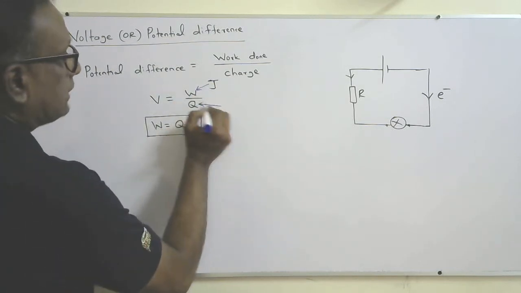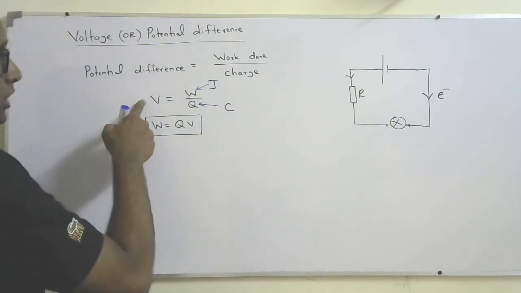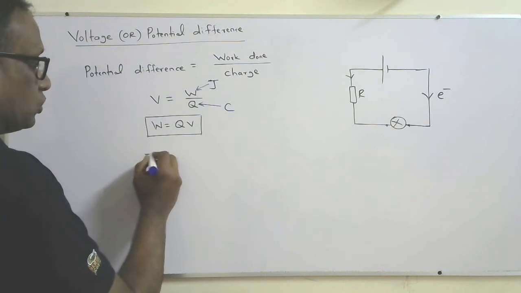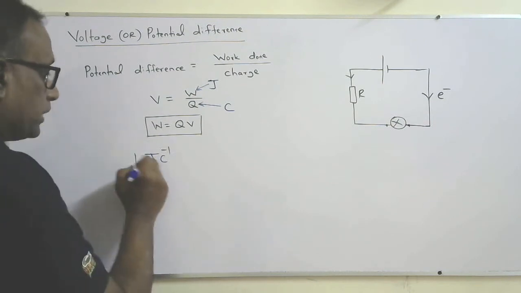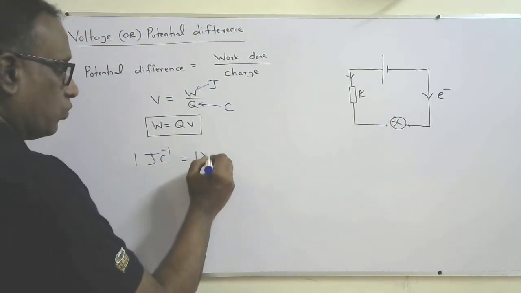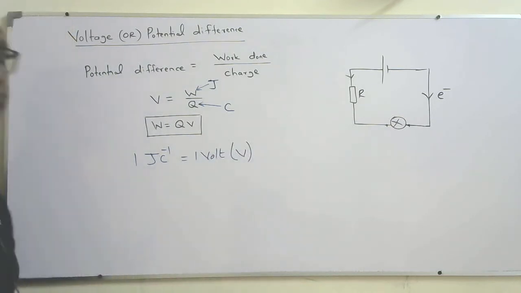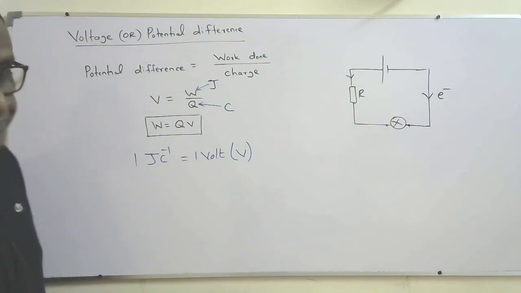Unit of charge is coulomb. So the unit of potential difference will be joule per coulomb. 1 joule per coulomb is defined as 1 volt and denoted by capital V.